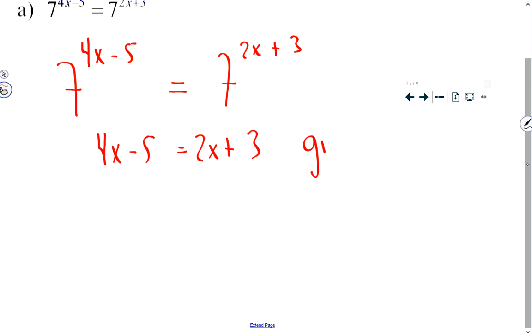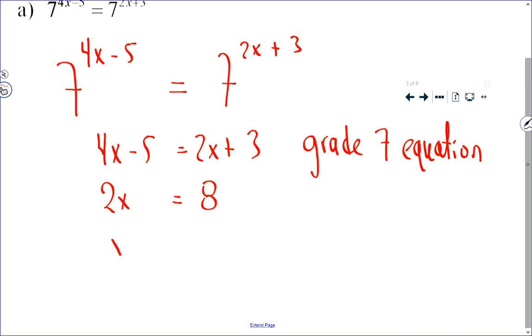This is a grade 7 equation to solve. There is no question about how to solve this. You're going to add and subtract terms from both sides until you get the x's on one side, the numbers on the other. If I subtract 2x from both sides, I get 2x. If I add 5 to both sides, I get 8, which means that x is equal to 8 divided by 2, which is 4. Again, the algebra involved in solving this is very, very elementary. So the answer is x equals 4.